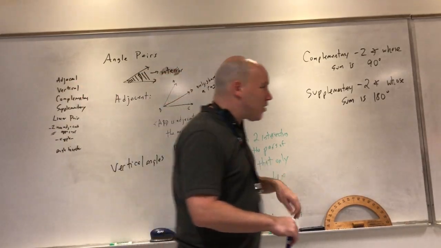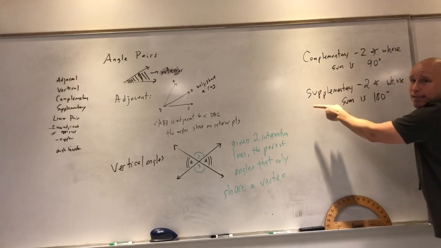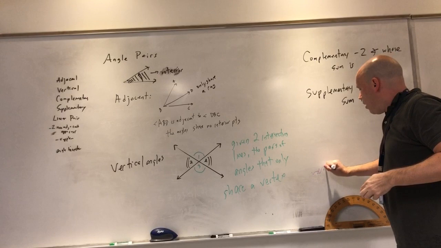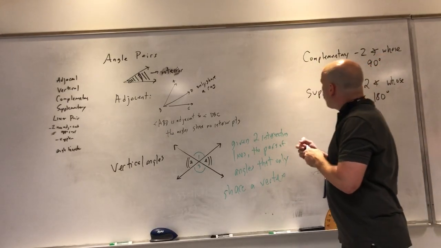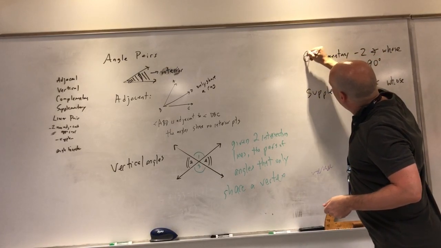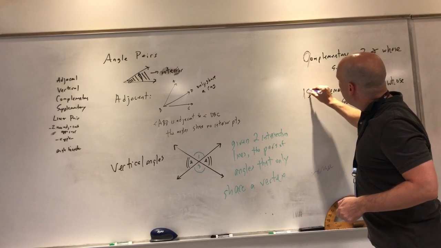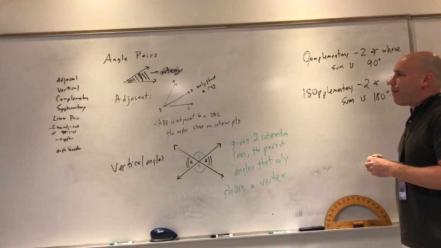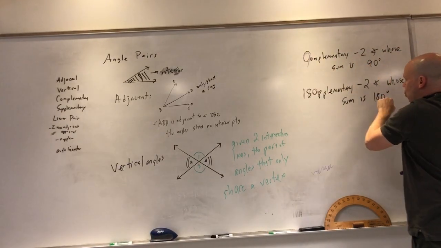The other thing is, how do you remember that complementary is 90 and supplementary is 180? Well, I have a little trick. My little trick goes like this: change the C-O to a 90 and change the S to 180. That's how you remember. Complementary angles are 90, supplementary angles are 180.